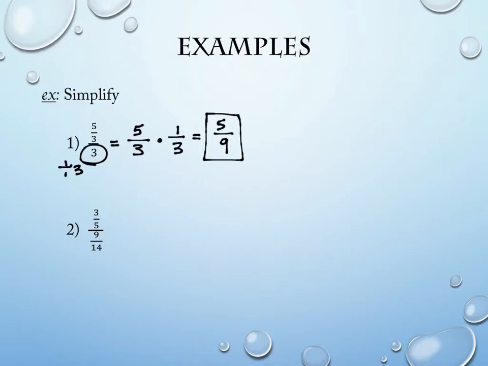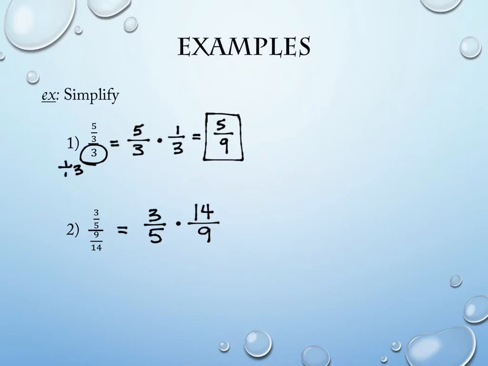Number 2 actually has a fraction on top and a fraction on bottom, right? But it's not any more difficult than the one that we just did. We have the fraction on top, it's 3/5. And then when we divide by 9/14, it's the same thing as multiplying by the reciprocal, 14/9. So we flip the bottom. It's always the reciprocal of the bottom.